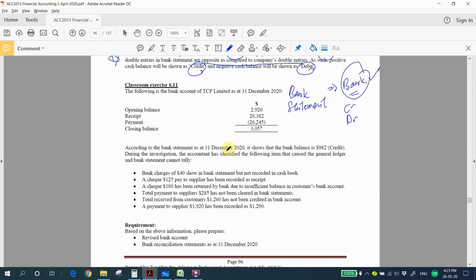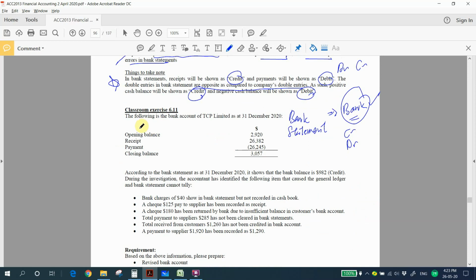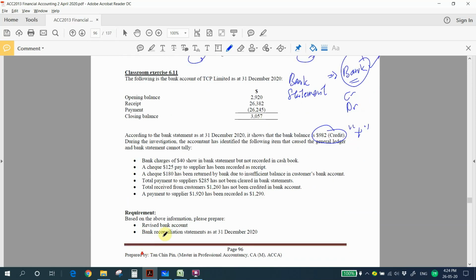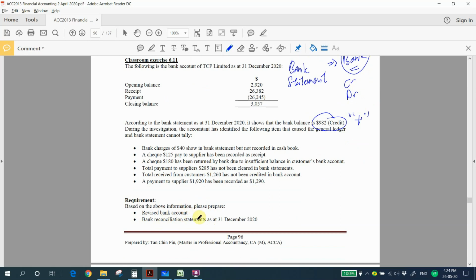So let's try this exercise, classroom exercise 6.11. The following is the bank account of TCP Limited as at 31st December 2020. According to the bank statement as at 31st December 2020, the bank balance is a credit 982, which means this is a positive balance. During the investigation, the accountant has identified the following items that cause the general ledger and bank statement to not tally, such as bank charges and so on. Based on the above information, you have to prepare the revised bank account and bank reconciliation statement.